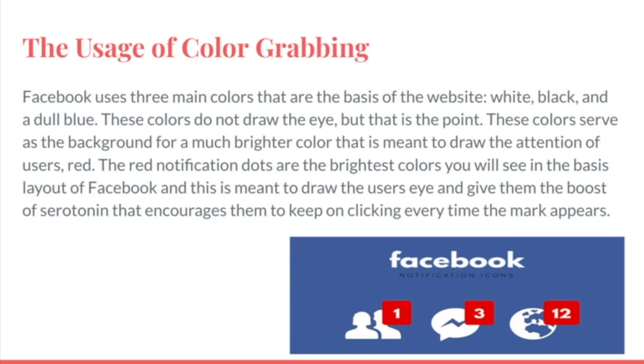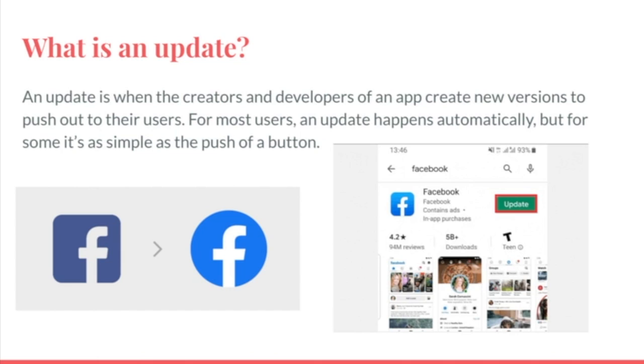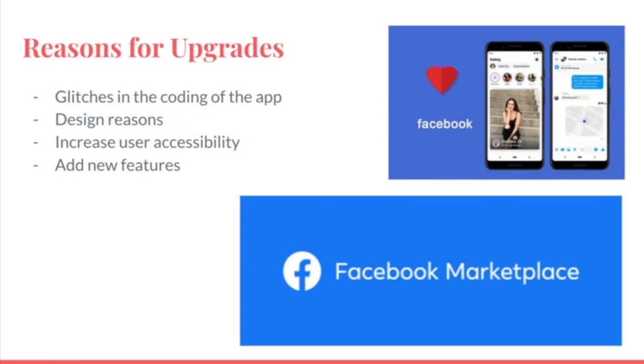With an app that's been around for so long, how do the developers keep the app fresh? Well, they use constant updates. So, what is an update? An update is when the creators and developers of an app create new versions to push out to their users. For most users, an update automatically happens, but for some, all it takes is a push of a button. What are the reasons for these updates? There are four main ones: glitches in the coding, design updates, increasing user accessibility, and adding new features.